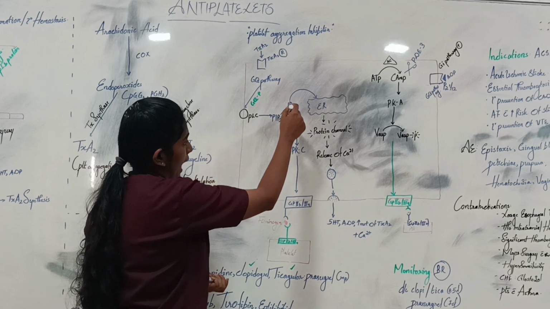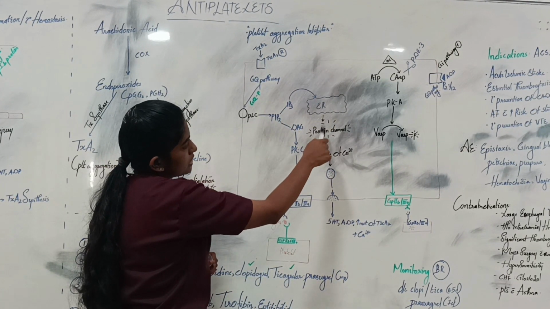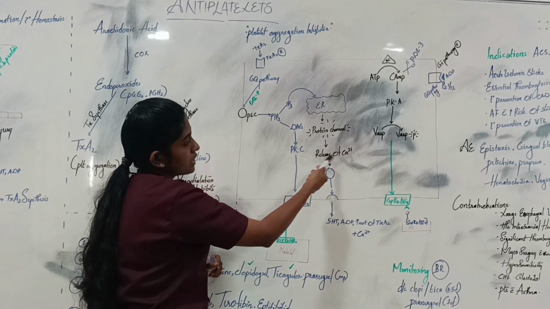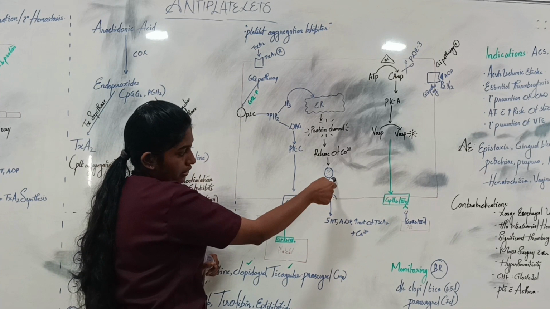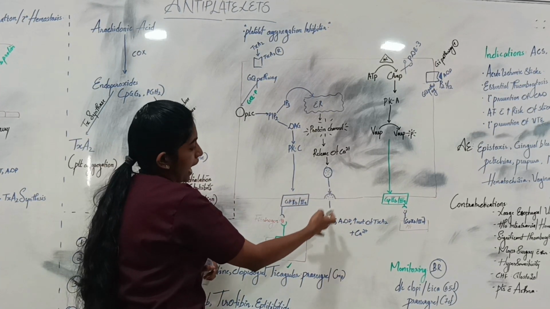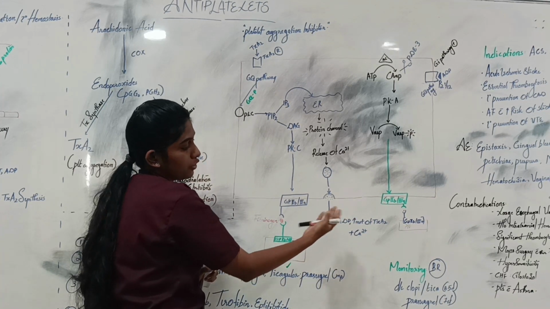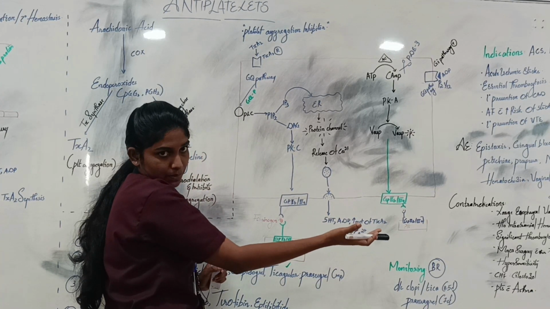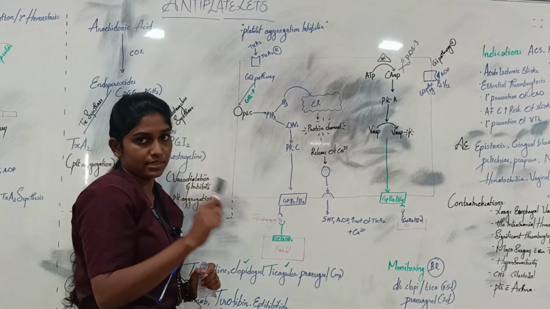Then the IP3 stimulates the endoplasmic reticulum, in which it stimulates the protein channel, which causes the release of calcium. This calcium again stimulates the alpha granules, which fuse to the platelet membrane and release 5-HT, ADP, and more thromboxane A2. This calcium is also utilized for the coagulation cascade.